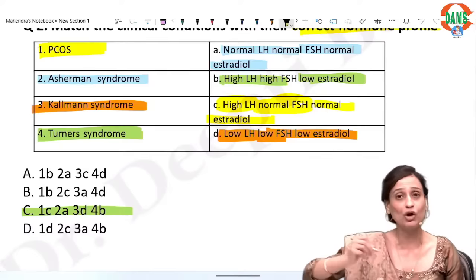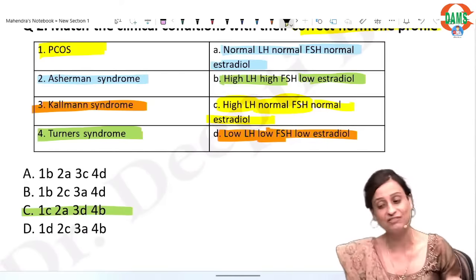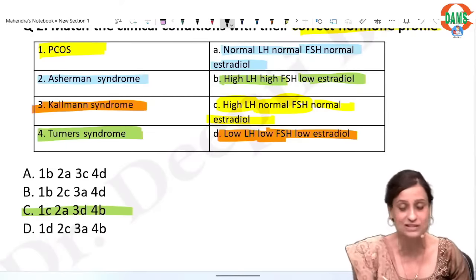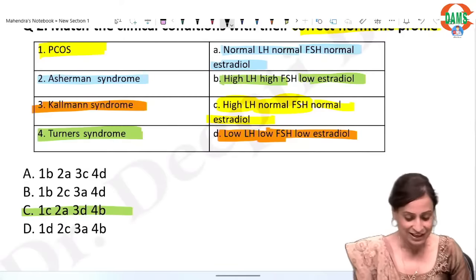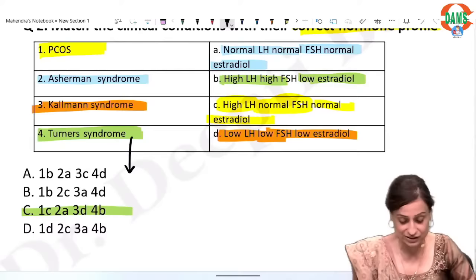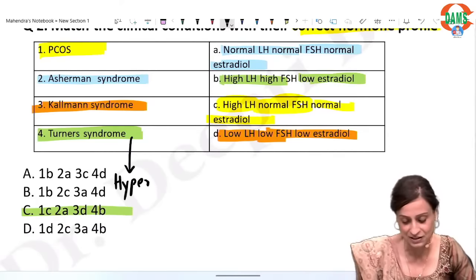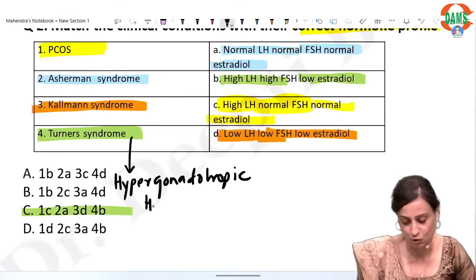So all of you who've got it correct, give yourself a tick mark. You've done the second question correct. And we are going to talk about some important points about each of these because they are again important for your INICET exams. So please remember, as far as Turner syndrome is concerned, it is also called hypergonadotropic hypogonadism.